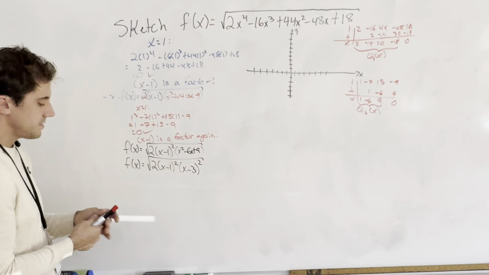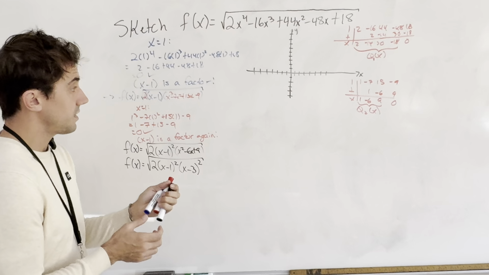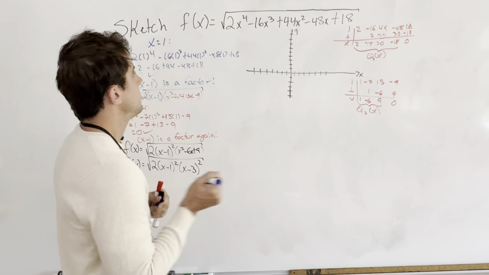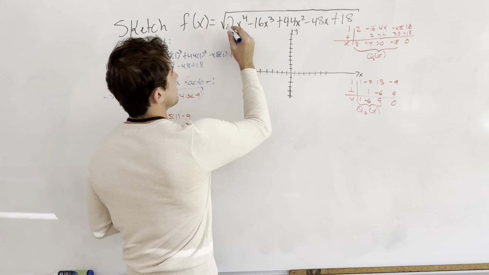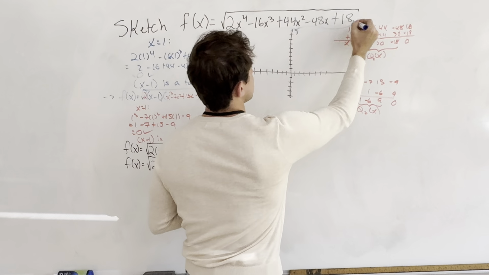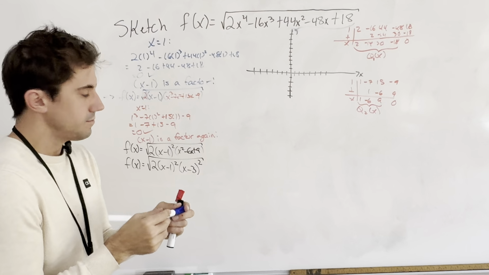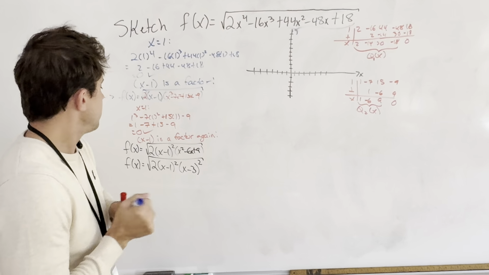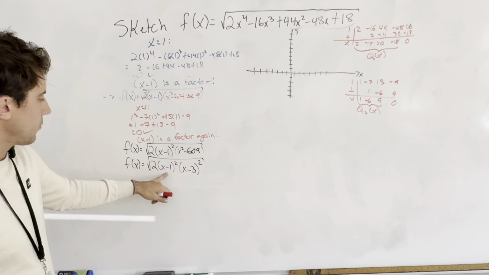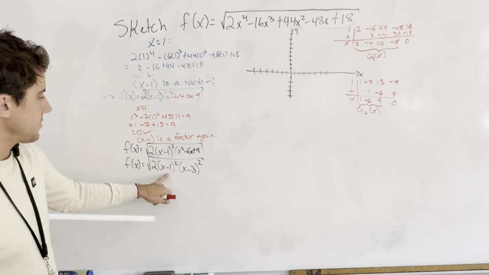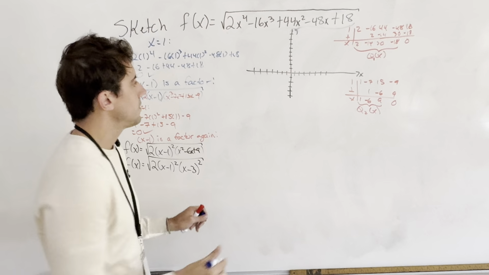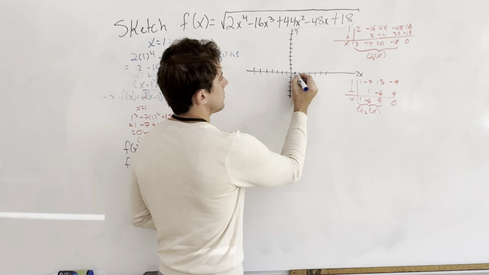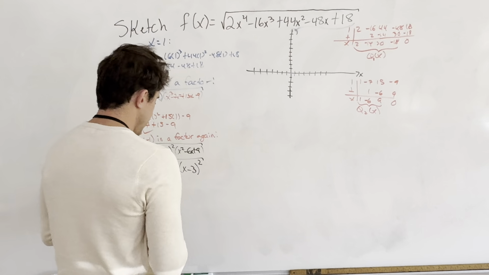So let's graph the quartic. Let's graph just the quartic as a dashed blue curve. Okay, let's sketch it at least. So we would have a double root at positive 1 and at positive 3. Let's use a different color.